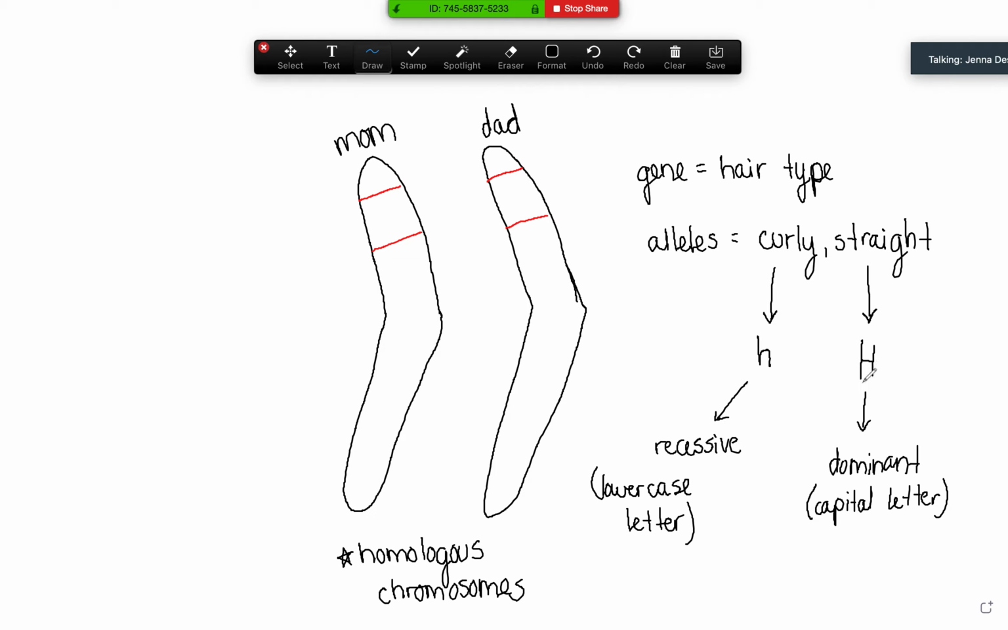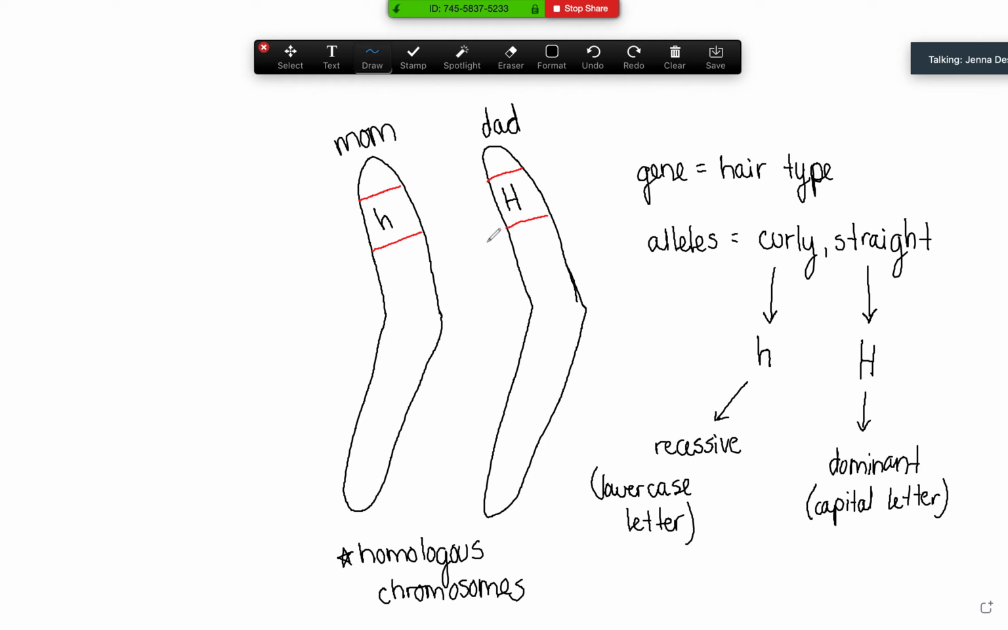So all this means is that a dominant allele will take over a recessive allele when these are paired together, okay? And to represent that, I'm going to show this on the chromosomes. So let's say the chromosome that you got from your mom, let's say your mom has an allele for curly hair. So I'm going to put an h right there, okay? And let's say that your dad has an allele for straight hair.